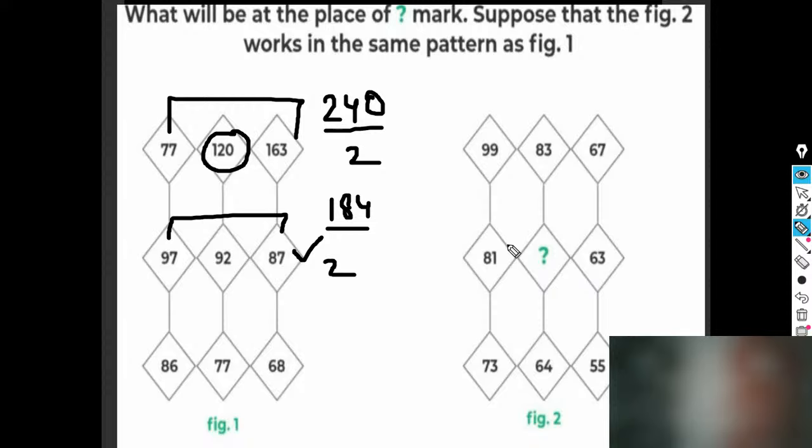So based on the same logic, we should just add these two, 81 plus 63, and we should halve it. We should divide it by 2. If we add those two and divide by 2, then what is the answer? Here what they are doing is adding the first and third number and dividing it by 2. It is given in the second place.